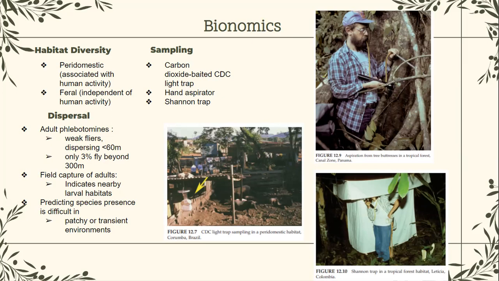So the light traps, including the Shannon traps, have the advantage of standardized sampling, but may not collect all species if some are not attracted to light. Now, the hand aspirator is mobile and allows for targeted searching, but may skew estimates of species composition if used alone. Using multiple methods consistently throughout the year is essential to approximate species diversity and densities in a particular area.